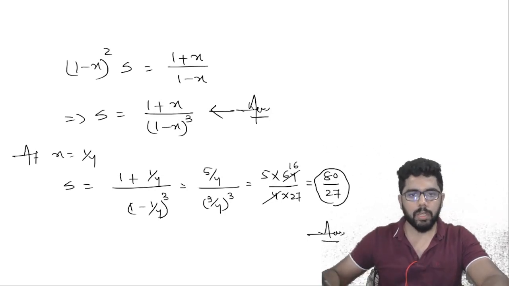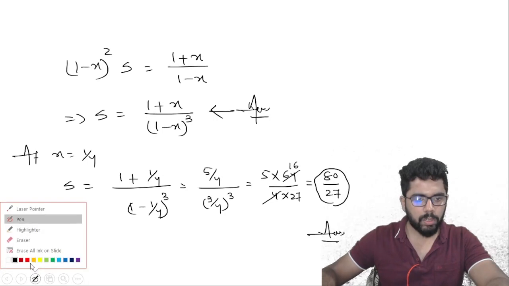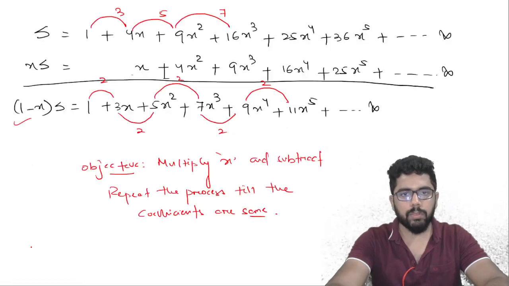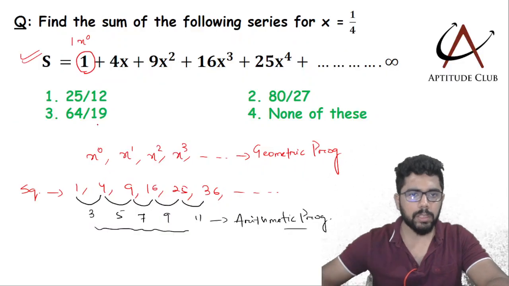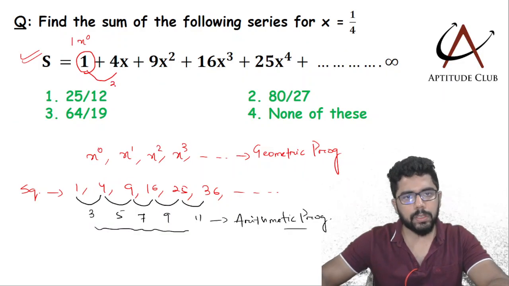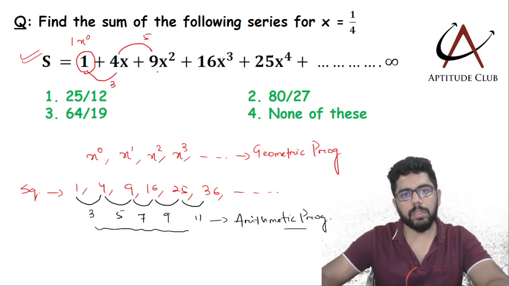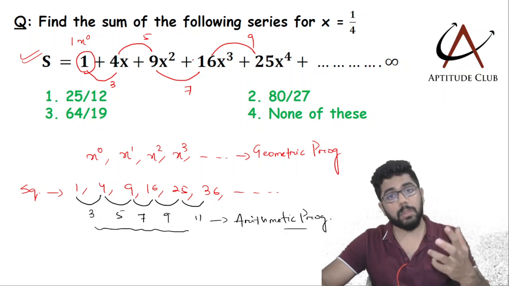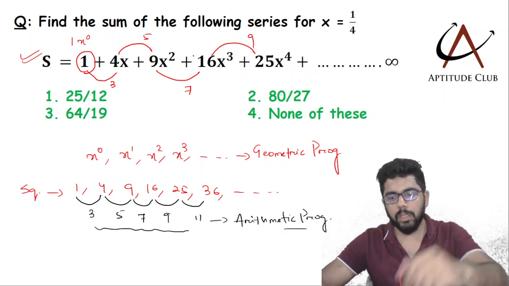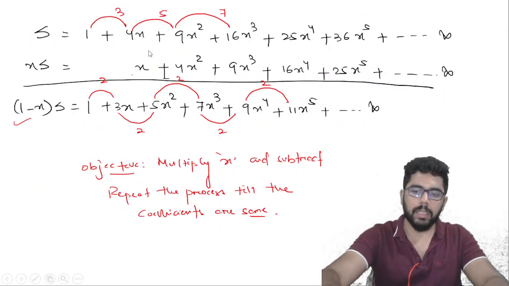I hope all of you got an idea how to solve this. So the logic lies here. Whenever you see the coefficients, look what the pattern is. So I can see, okay, in this kind of series, the first difference is in arithmetic progression, and their second difference is constant. So I did this process twice. I multiplied x and subtracted, then I did it again.